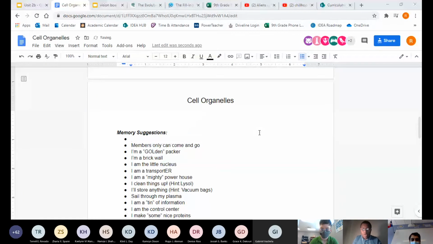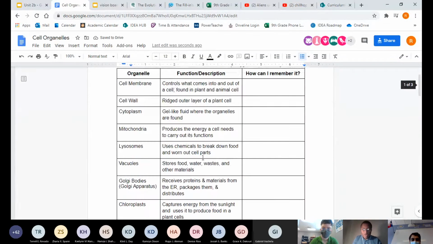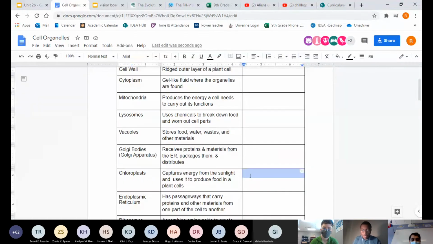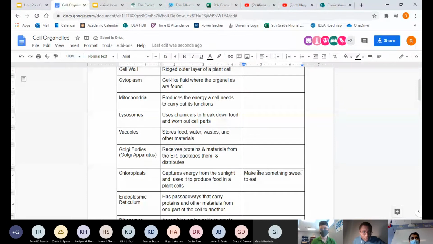Where'd it go? That's going to be glucose. Yeah, so that's glucose, and it's going to be chloroplasts. So chloroplasts, like I said, are the organelles inside of a plant that convert the sunlight into sugar. So maybe something sweet to eat is going to be the chloroplast.